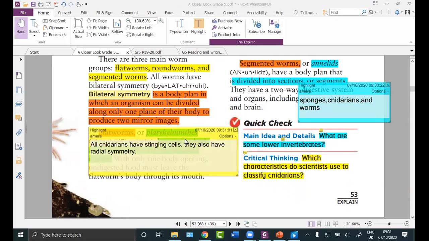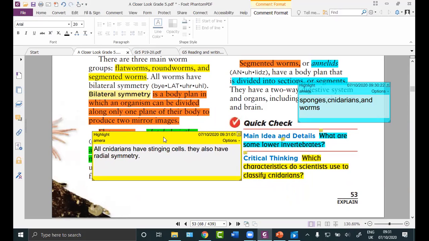All cnidarians have stinging cells. They also have radial symmetry.